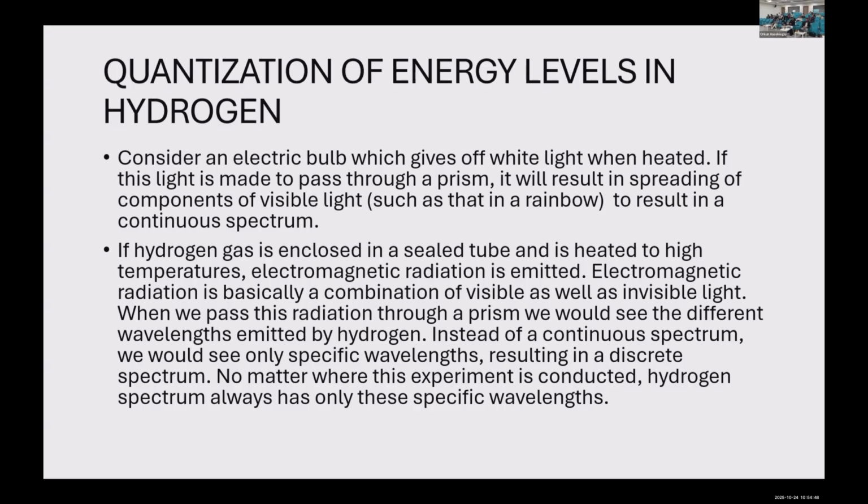If hydrogen gas is enclosed in a steel tube and is heated to high temperatures, electromagnetic radiation is emitted. Electromagnetic radiation is basically a combination of visible as well as invisible light. When we pass this radiation through a prism, we would see the different wavelengths emitted by hydrogen. Instead of a continuous spectrum, we would see only specific wavelengths, resulting in a discrete spectrum. No matter where this experiment is conducted, hydrogen spectrum always has only these specific wavelengths. So what does it mean?